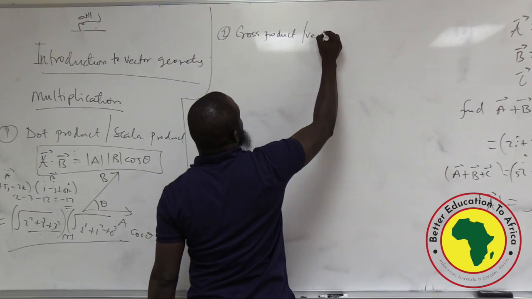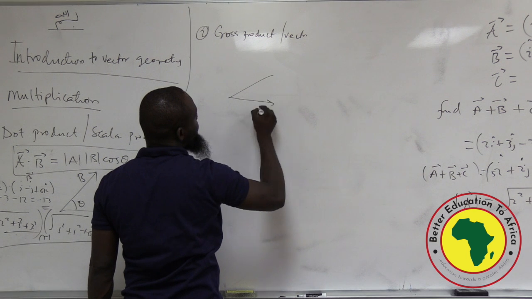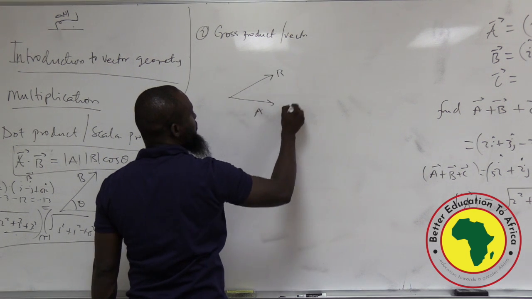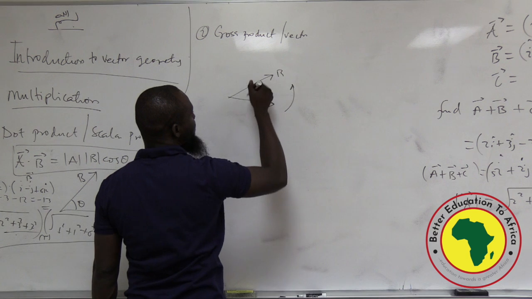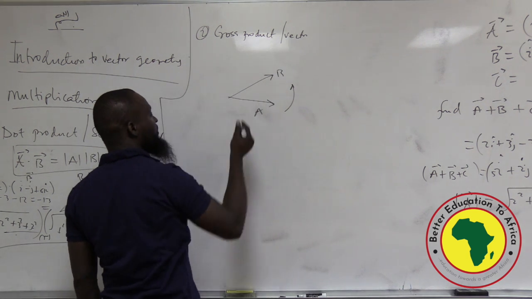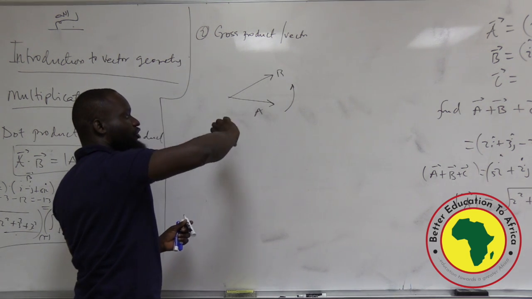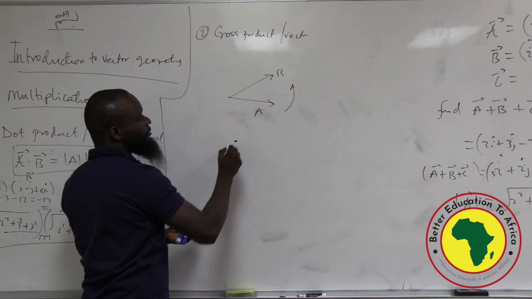So this is a vector. If I say A cross B, so this is A, this is B. A cross B is going in this direction, like this. So like a screw, when I go like this, I unscrew. So the direction is going to be outside the board.